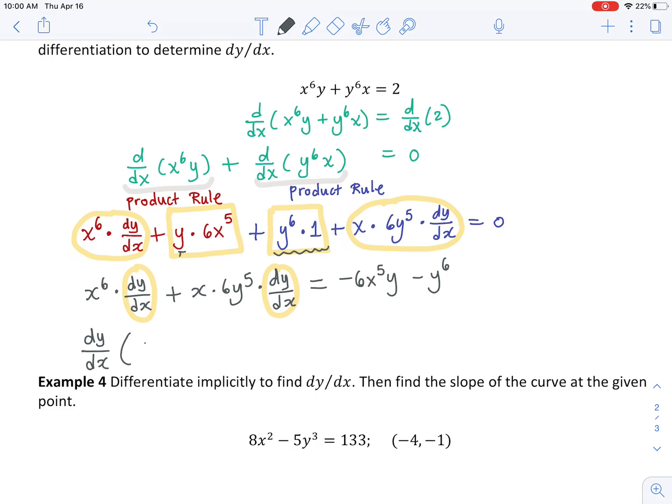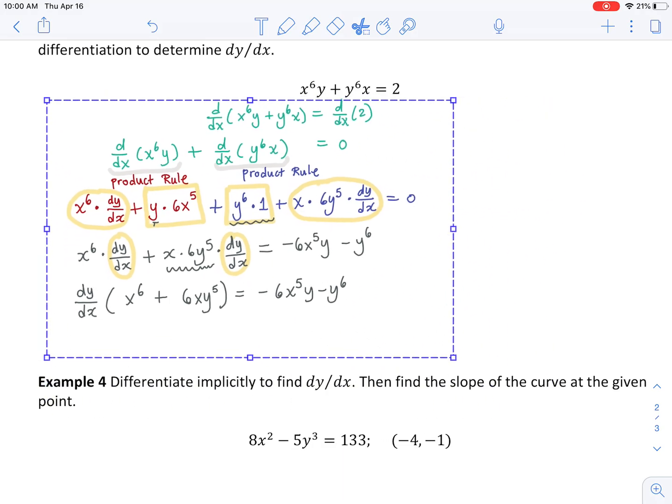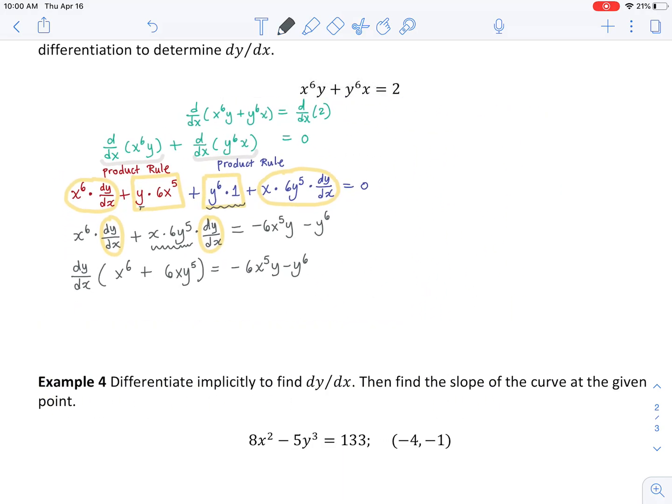Factor out the dy dx in front of it, and then write down the leftover inside. Inside, we have x to the 6th plus... Now, while we are here, let's go ahead and rewrite this in a more acceptable form. Write the constant first, 6, and then x, and then y to the 5th. And all that equals negative 6x to the 5th y minus y to the 6th.